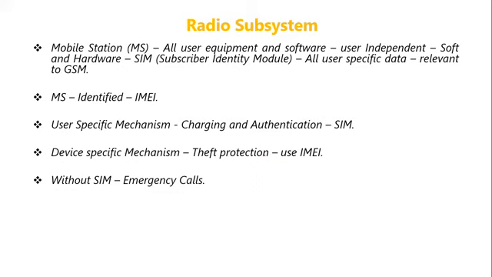Some of the device specific mechanisms are theft protection. For theft protection, device specific mechanisms like IMEI, International Mobile Equipment Identity, will be used. So for user specific mechanisms, SIMs will be used. For device specific mechanisms, IMEI will be used. Even without the SIM, a mobile user will be able to make emergency calls.